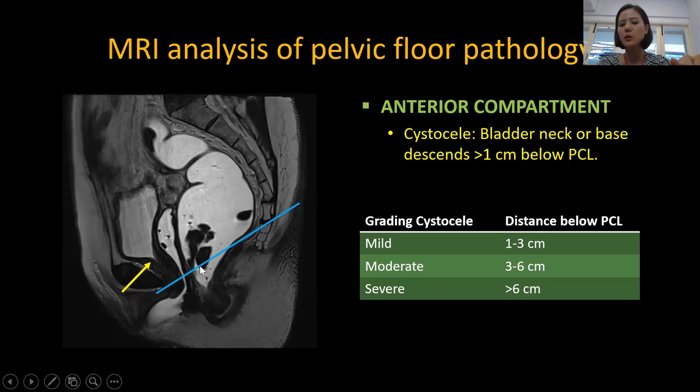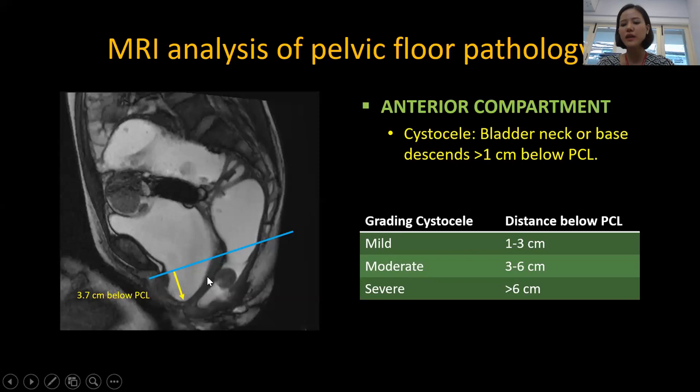And for grading, we will use the rule of three. If it's large, it causes posterior displacement of the middle and posterior compartments. In this case, the cystocele is about 3.7 centimeter below the PCL, so that is a moderate degree.